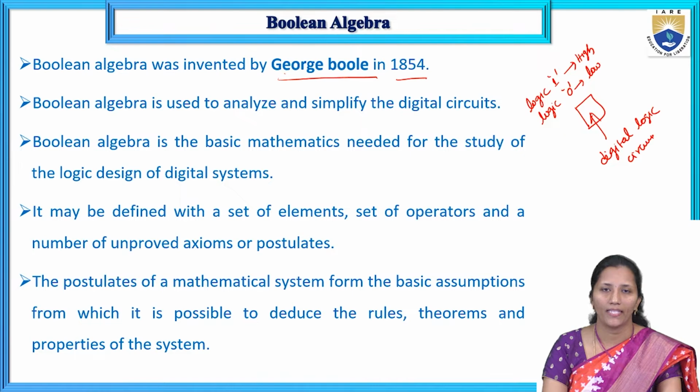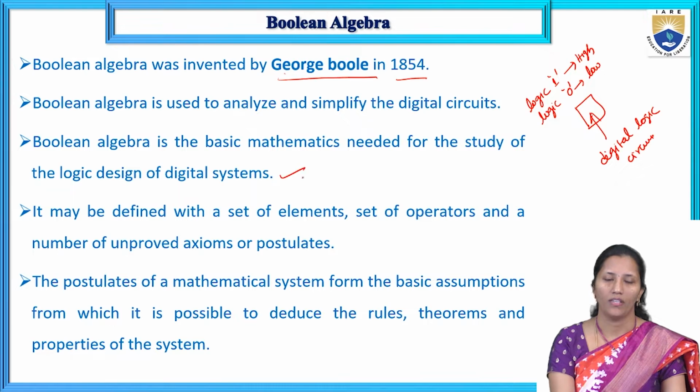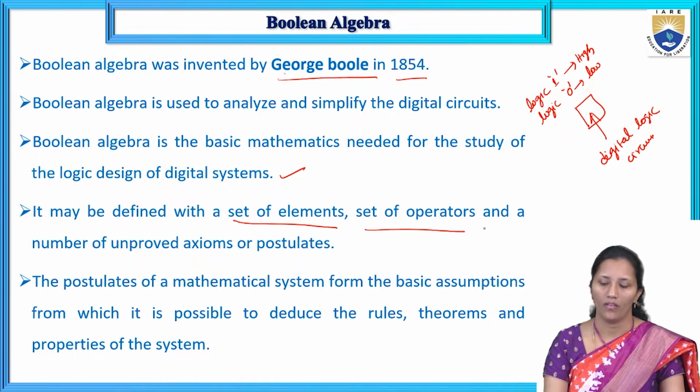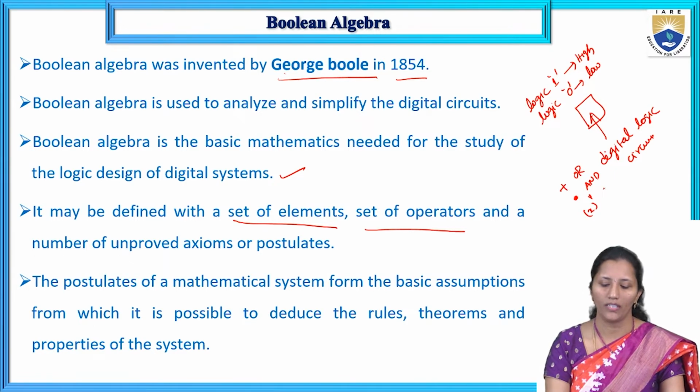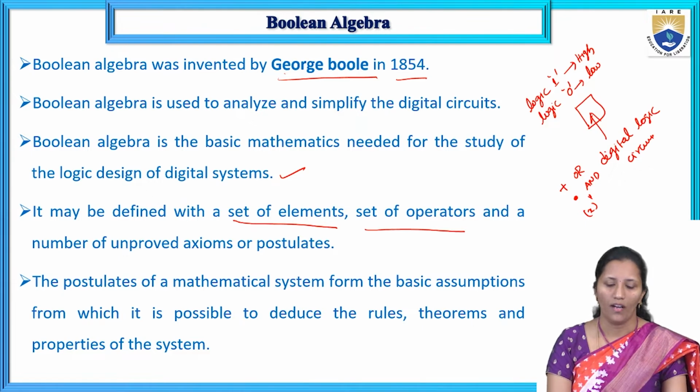Boolean algebra is the basic mathematics needed for the study of the logic design of digital systems. It may be defined with a set of elements, a set of operations and a number of unproved axioms or postulates. So it has some rules and theorems, and it contains a set of elements and a set of operators. Plus is for the OR operator, and dot is for the AND operator, and the complement, X bar. We will use this set of operators in Boolean algebra.